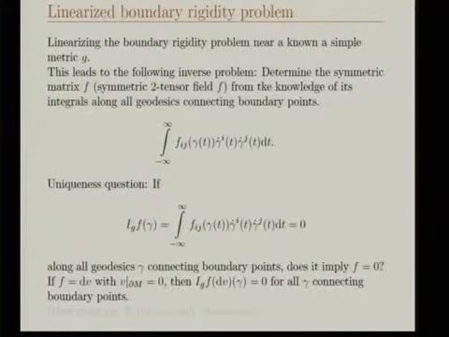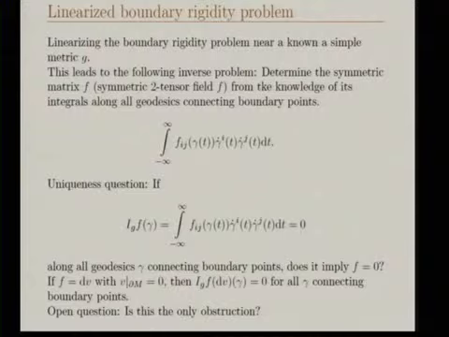Again, as we saw in the previous case, the question is, is this the only obstruction? That's still an open problem. Right. So again, I repeat, you have g to be a C infinity simple Riemannian metric, and you have a symmetric tensor field, and you know the integral of that symmetric tensor field along every geodesic is 0. Does it imply that that symmetric tensor field has to be dV of a vector field v which vanishes on the boundary? And it's an open problem, but there are some partial answers.